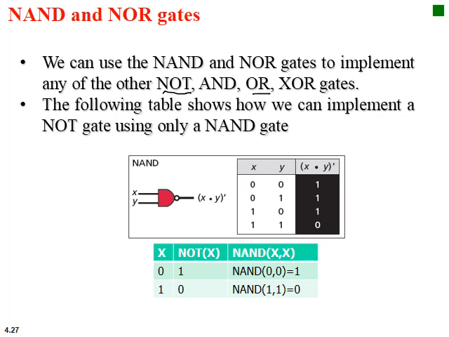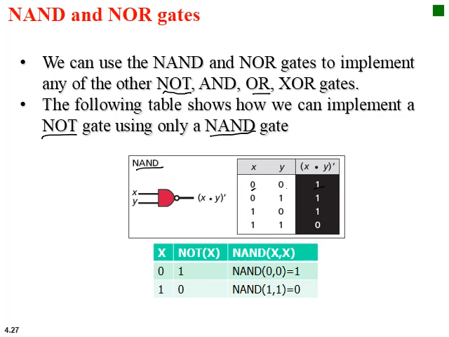The following table shows how we can implement the NOT gate using only a NAND gate. Just some revision from the previous slide: remember, for a NAND gate, 0 NAND 0 will give us 1, and the rest I'm not going to do, but there's the original NAND table.